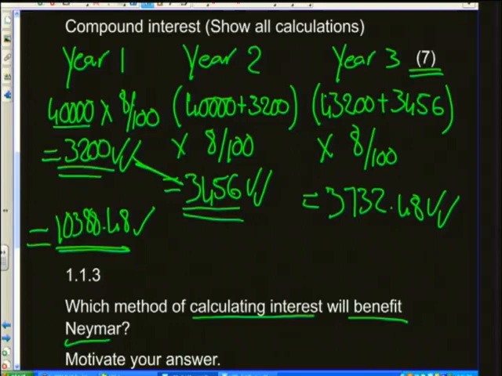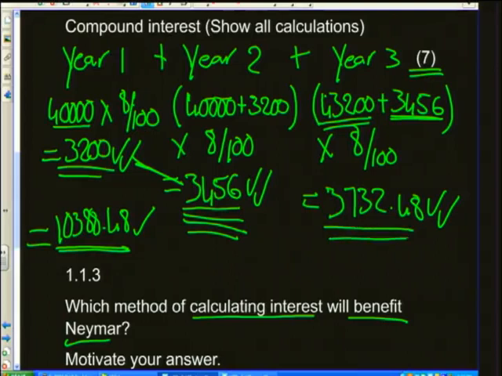Then we go into year 3. Year 3 is the interest that we earned in year 1 plus the interest that we earned in year 2. So that's why we have 43,200, which was our capital amount plus the interest we earned in the first year, plus the interest that we earned in year 2. Can you see that there? So 43,200 plus 3,456 gives us an interest of 3,732 Rand and 48 cents.